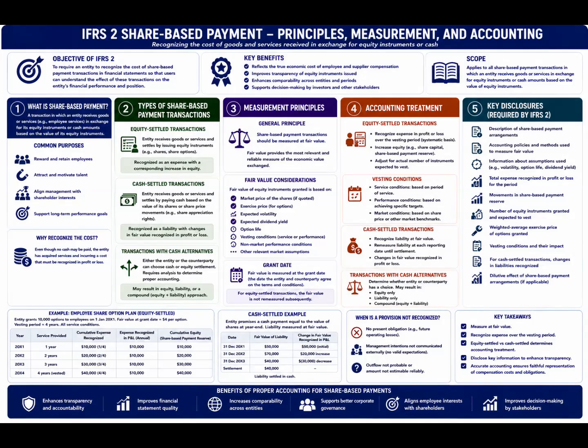IFRS 2 distinguishes between equity-settled share-based payment transactions, cash-settled transactions, and arrangements containing cash alternatives. In equity-settled transactions, entities issue shares or share options to employees or suppliers in exchange for goods or services. The fair value of equity instruments granted is recognized as an expense with a corresponding increase in equity.